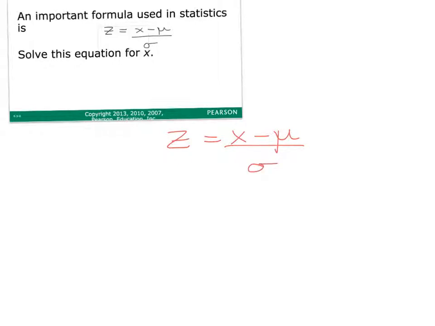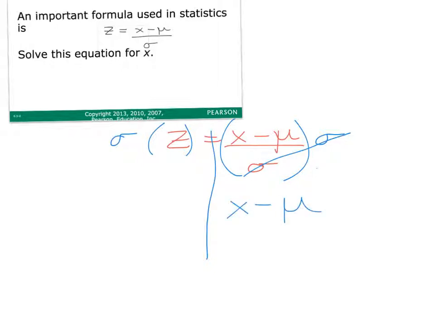Okay, so the first thing we want to do to try to get x alone is get rid of that fraction. So when you look at that fraction, that technically says that you are dividing by sigma. Well, the opposite of dividing by sigma is to multiply by sigma. So we're going to take both sides of our equation and multiply both sides by sigma. And what that's going to do is the divide by sigma and the multiply by sigma are going to reduce each other away, which is going to leave you just an x minus mu on the right-hand side.